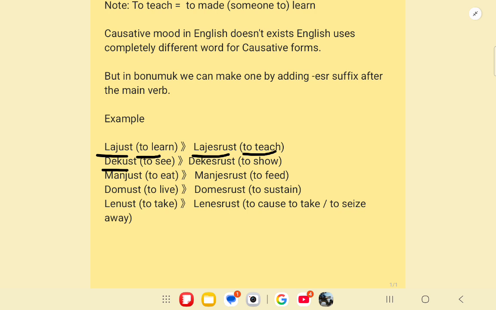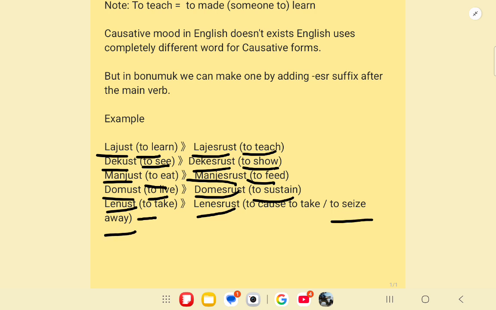Dekust, dekesrust, to see, to cause to see, means to show. Manjust, manjesrust, to eat, to cause to eat, which means to feed. Domust, domesrust, domust means to live, domesrust means to cause to live or to sustain. Lenust, lenesrust means to seize away. Lenust means to take, and lenesrust means to cause to take or to seize away.